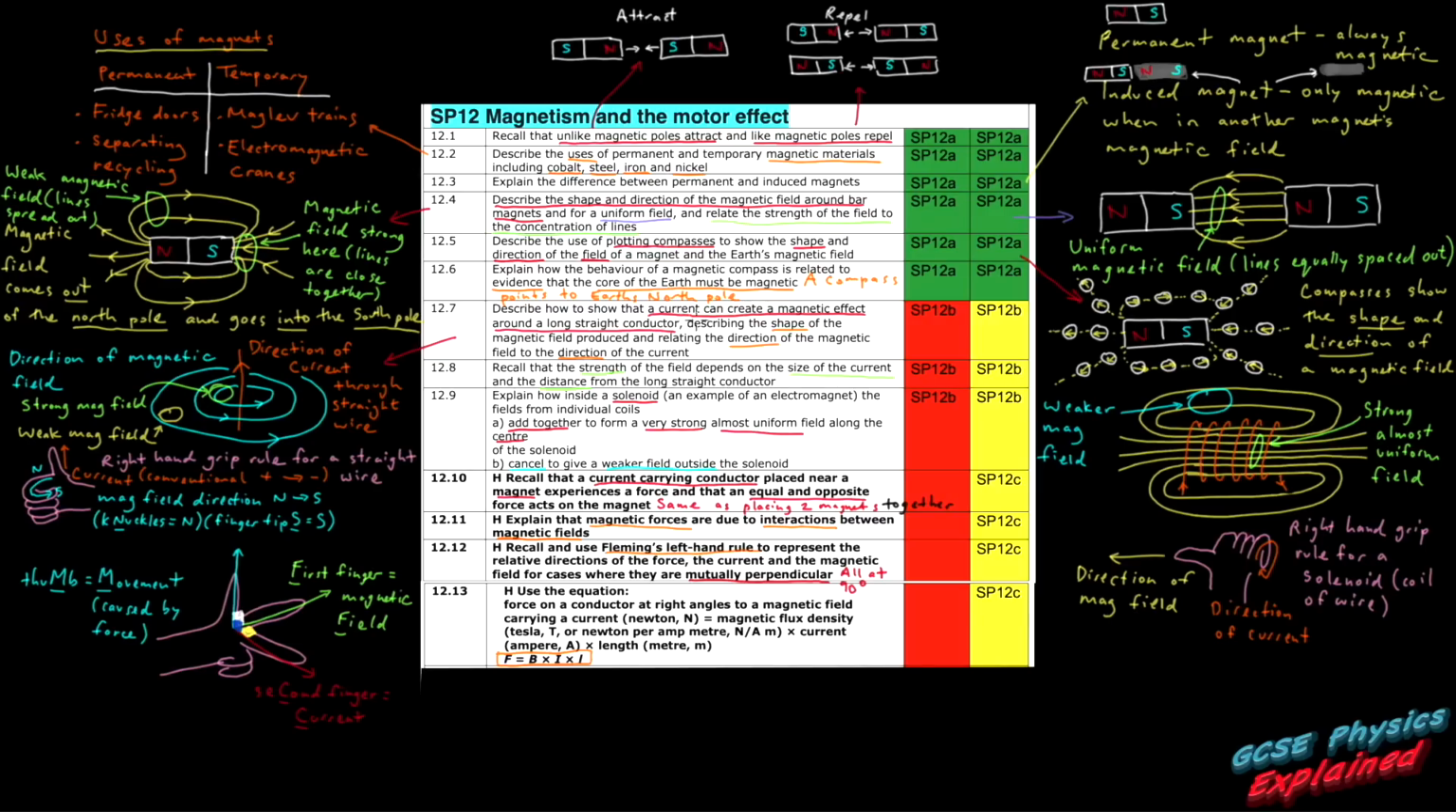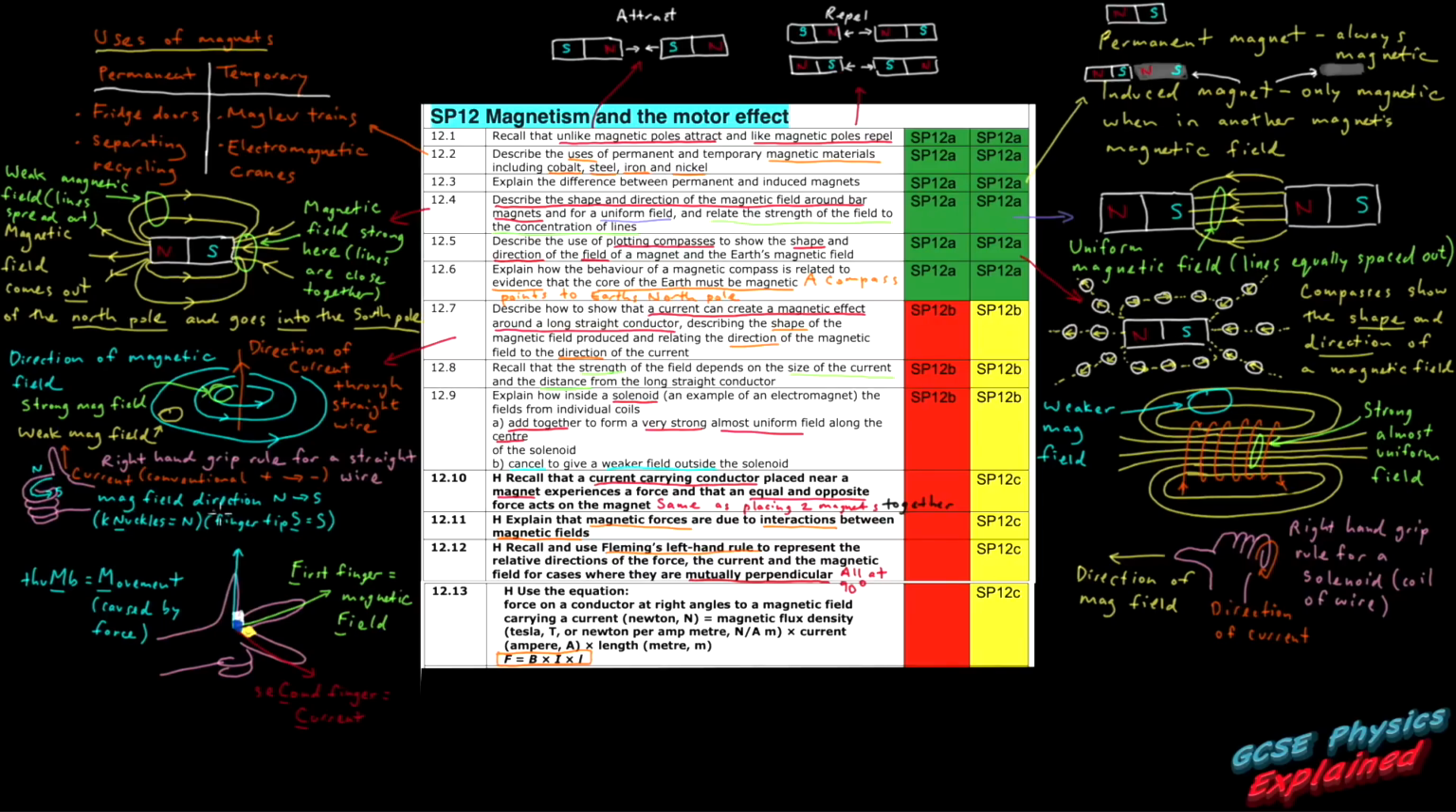Describe how to show that a current can create a magnetic effect around a long straight conductor, describing the shape of the magnetic field produced and relating the direction of the magnetic field to the direction of the current. So you want to use the right hand grip rule for a straight wire. So point your thumb up, point your fingers round like that. Your thumb shows which direction the current's going as it's going through the wire. In this case, the current's going upwards. And the fingers would show which way the field goes.